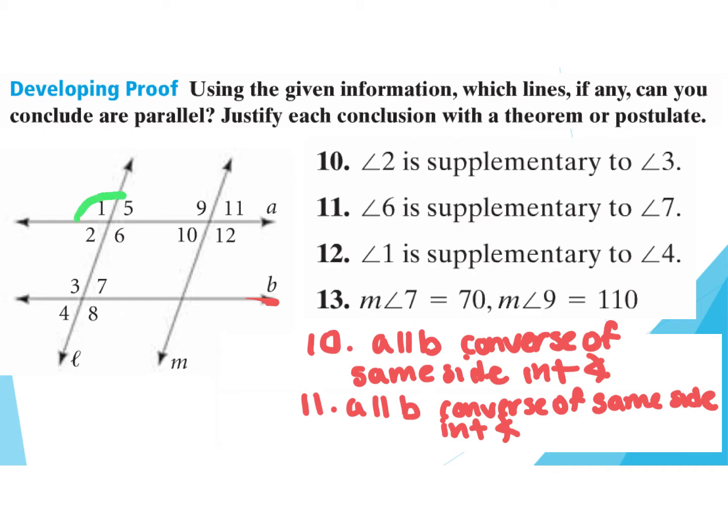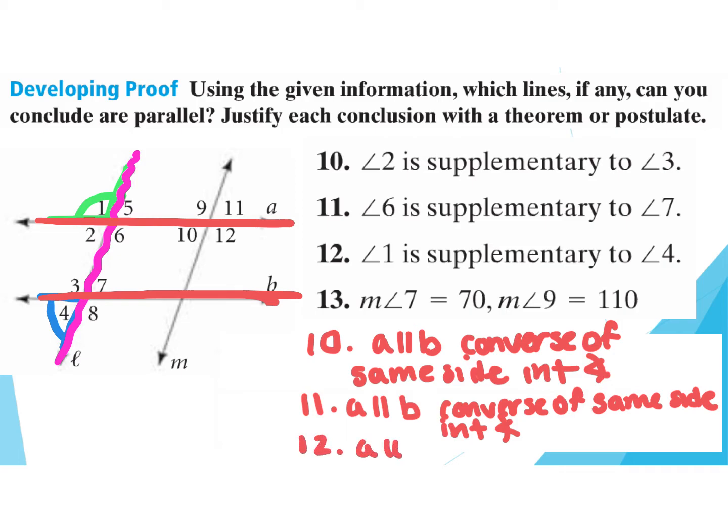I have this angle 1 is out here, and angle 4, and I can see that the lines that run into each other as my transversal are right here. So my parallel lines would be these two lines. So for number 12, I could say that A is parallel to B by the converse of same side exterior angles.